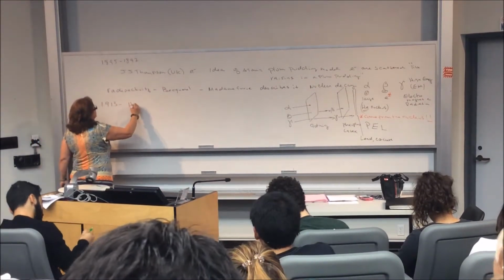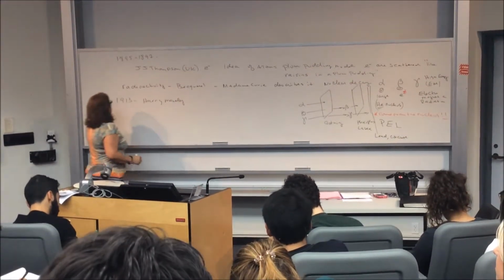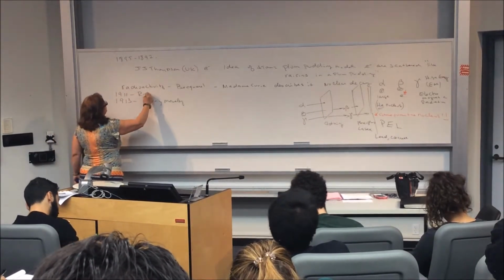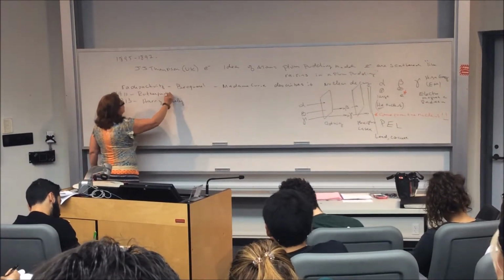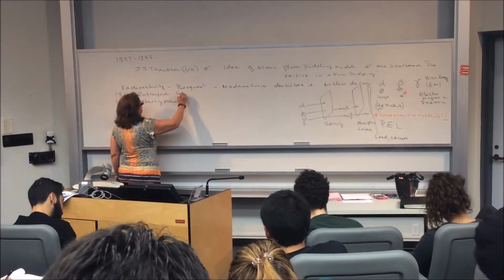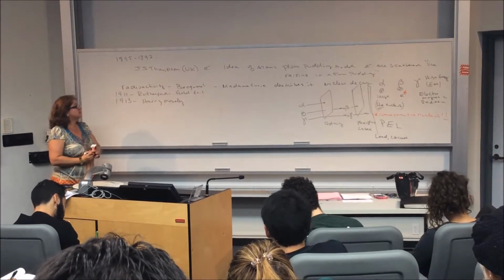1913, and the story of Harry Moseley. 1911, thank you. 1911, Rutherford discovers the nucleus. And what's the name of his famous experiment? Gold foil experiment. Gold foil experiment discovers the nucleus.